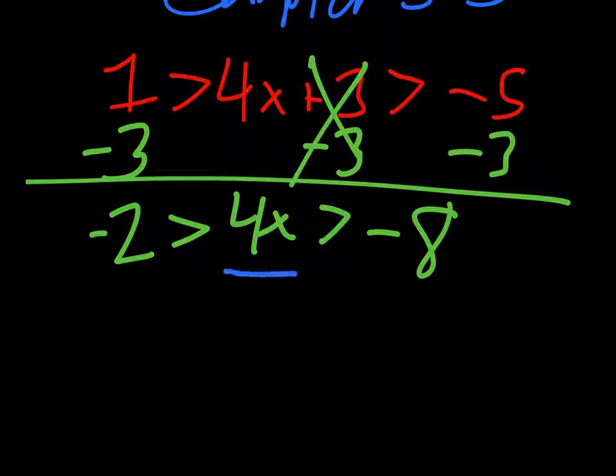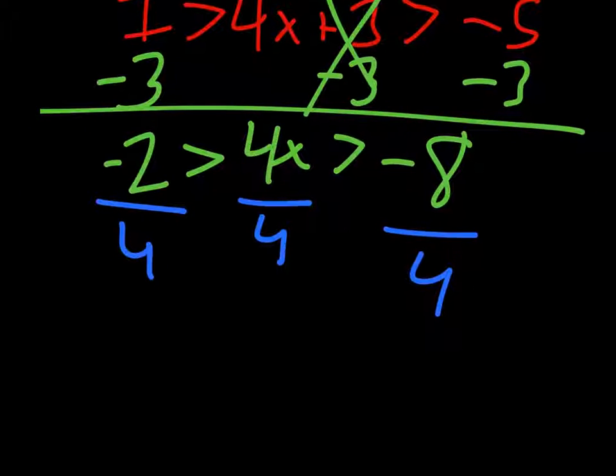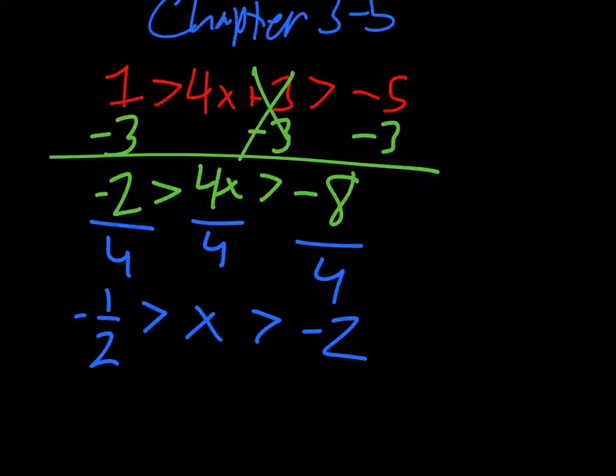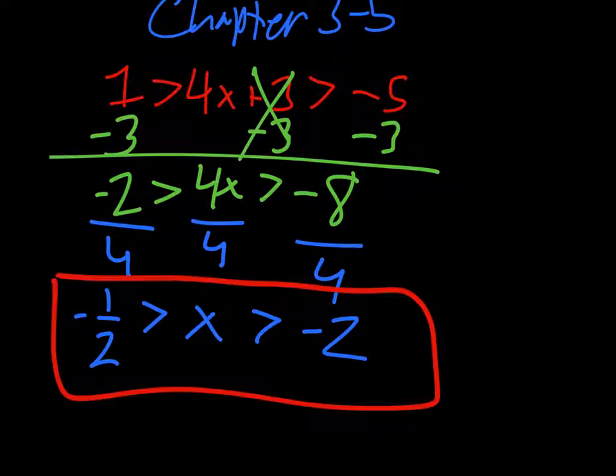Divide by 4 on both sides. This is perfectly okay. None of the signs will be switching because the 4 is positive. So now we know that this is going to be x, and we have this greater than and this greater than. Negative 8 divided by 4 gives us a negative 2, and negative 2 divided by 4 gives us a negative half. Therefore, this is our answer.